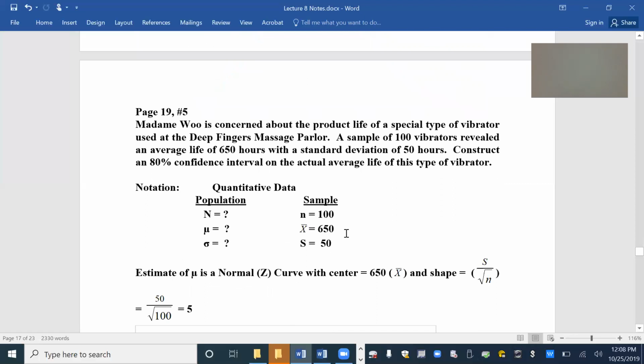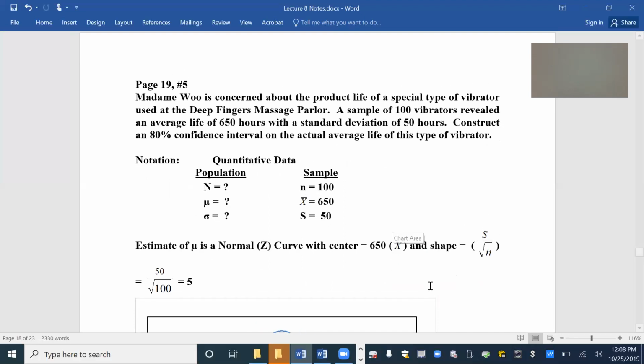We've done almost, well, not quite everything on the picture, but let's do a couple of quick problems here and show you how easy these are. Page 19, number 5. Madam Wu is concerned about the product life of a special type of vibrator used at the Deep Fingers massage parlor.